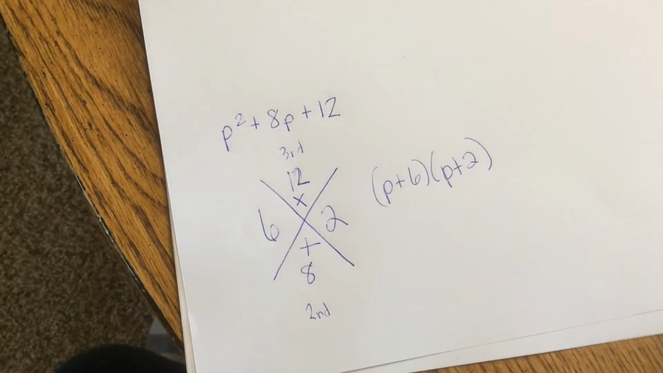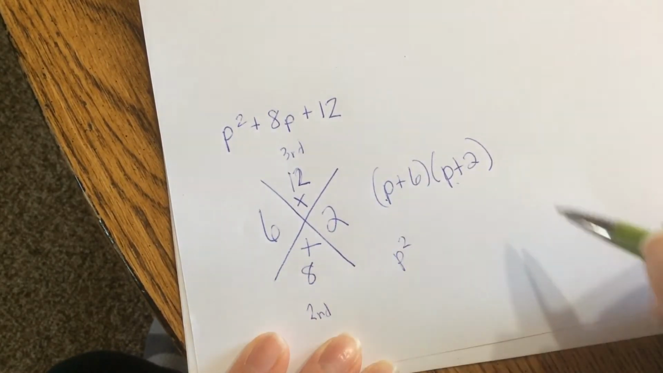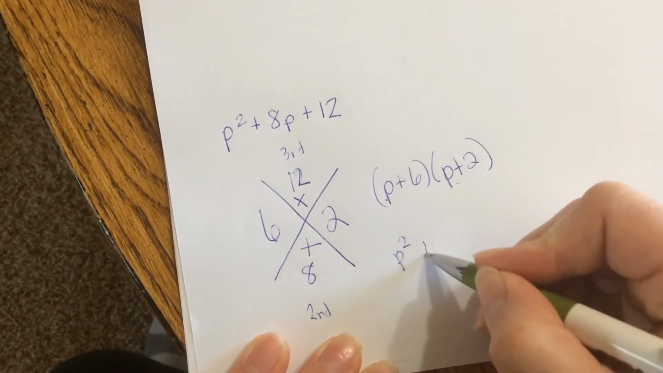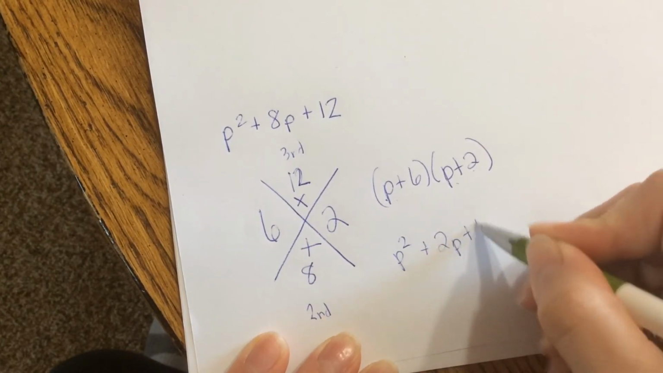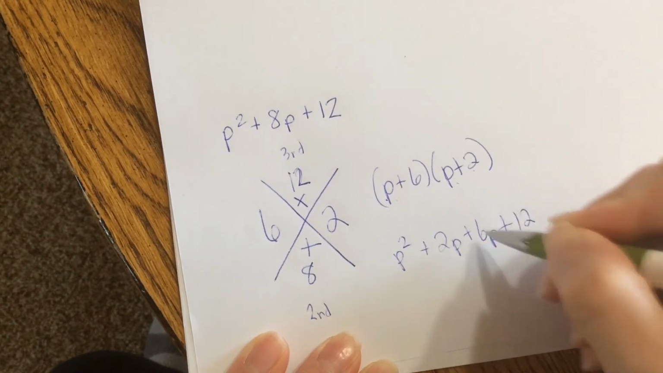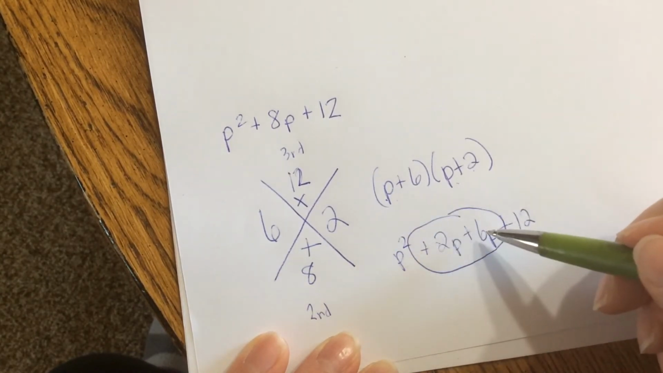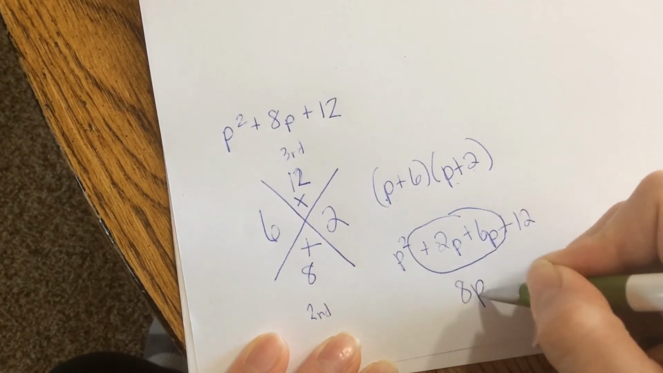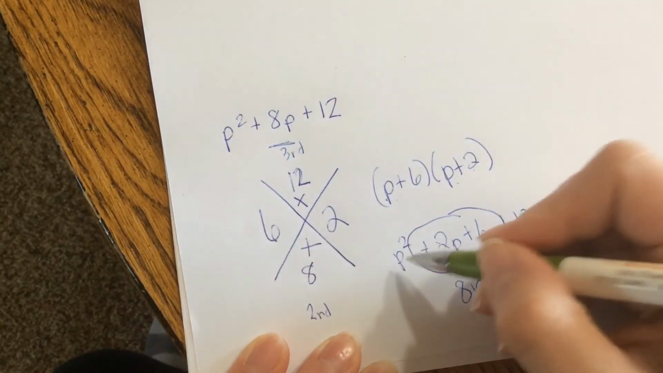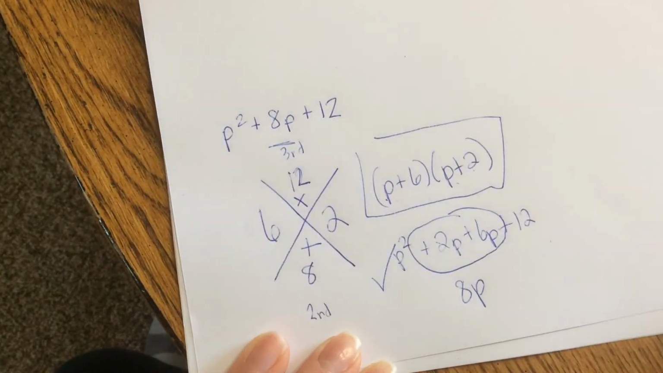And I can check my work by doing that FOIL method. So p times p is p squared. Outsides gives me 2p. Insides give me 6p. In my last term, 6 times 2 is 12. And if I check the middle part, combining these like terms, 2p plus 6p is 8p, which is what I wanted, so it checks. So here are my factors.